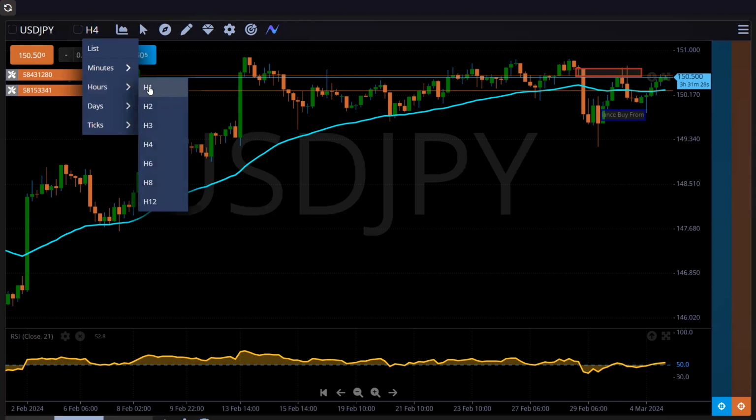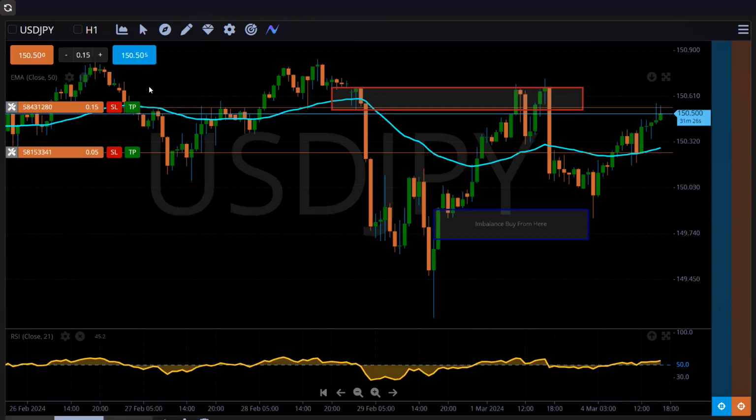Come here to the hour time frame. This is the platform we'll be trading from. When I drew this up last week, yesterday when the market opened, it shot down and came right in here: imbalance, buy from here. There's the imbalance. Always put it next to the bar where you should have bought from. That little blue box, this one right here.